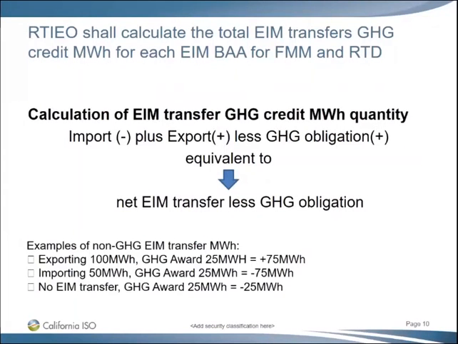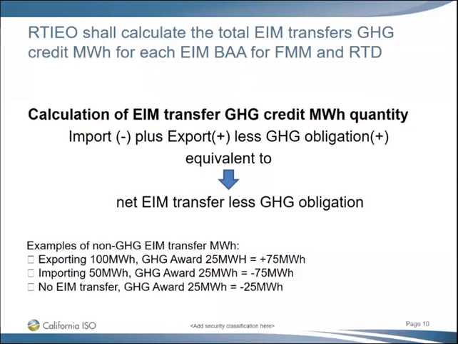So following up on the steps for correctly accounting for the financial value of EIM transfers, the RTIO is going to calculate the total EIM transfers GHG credit megawatt hours for each EIM BAA, again for the FMM and RTD. So here you see the calculation of the EIM transfer GHG credit megawatt quantity. Imports plus export less GHG obligation would be equivalent to the net EIM transfer less the GHG obligation.